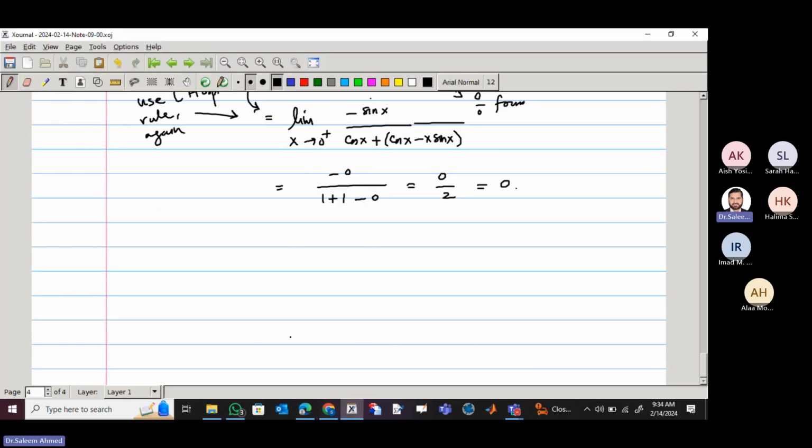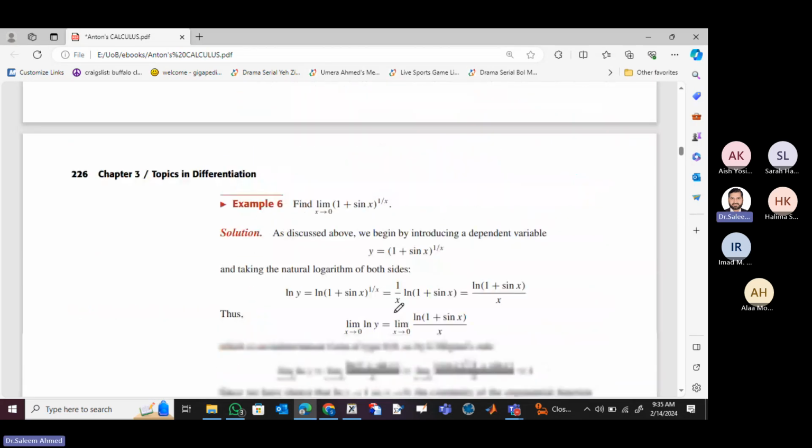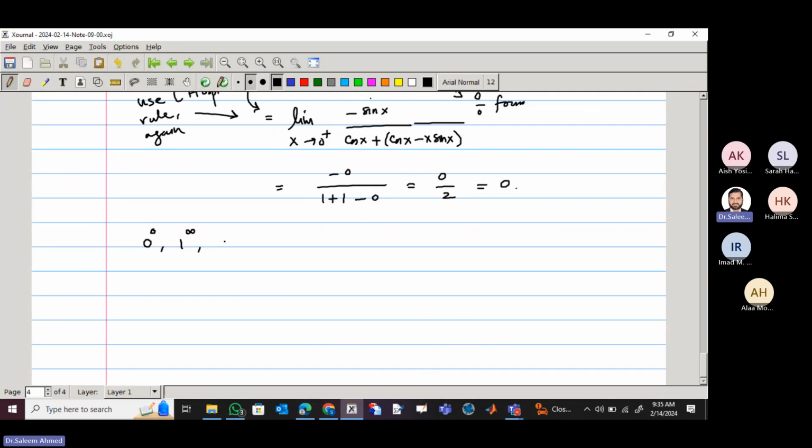One more rule I can do, this example 6. Another rule is when you take 0 to the power 0, 1 to the power infinity, and infinity to the power 0. So these are also indeterminate forms, because when anything has power 0, the answer is 1. So what if 0 has power 0? And when 0 has any power, the answer is 0. This is the issue. So again, when 0 has the power 0, I don't know what will happen.